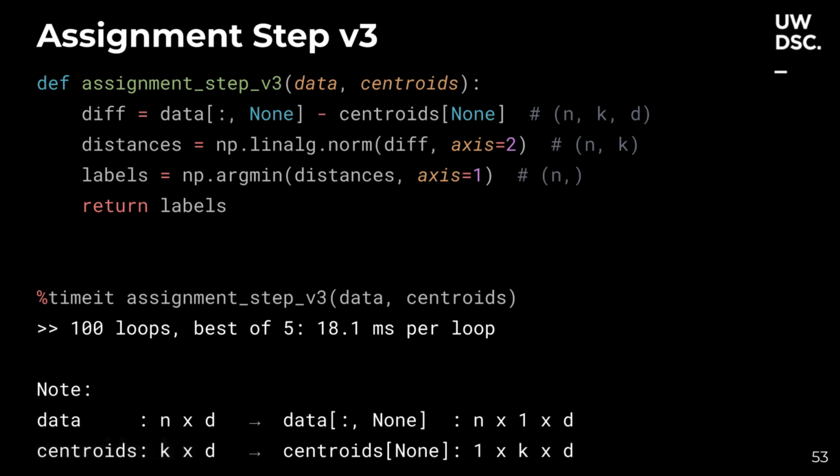In particular, you can see that data is n by d. I wish this thing wouldn't pop up when I did this, but whatever. It's n by d, and centroids is k by d. Let me keep my mouse still. As you can see, this would fail the broadcasting rules, right? The k and the n don't match.